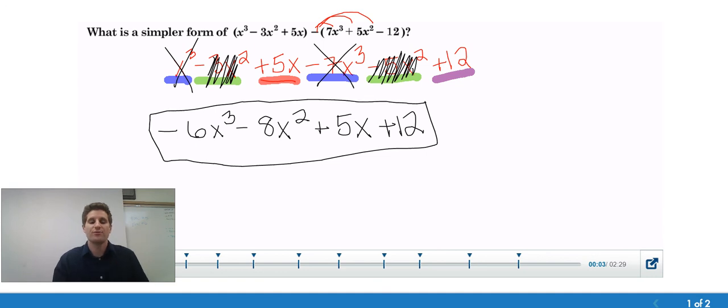And so I went from 2 cubic trinomials, and now I'm at, what would I say, a cubic polynomial. Once you get over 3 terms, we just call it a polynomial. We don't give it a special name. Okay? So this would be a cubic polynomial.